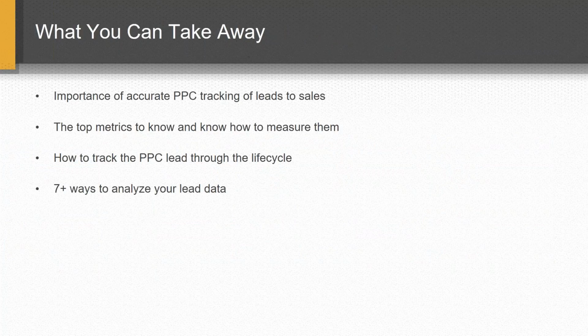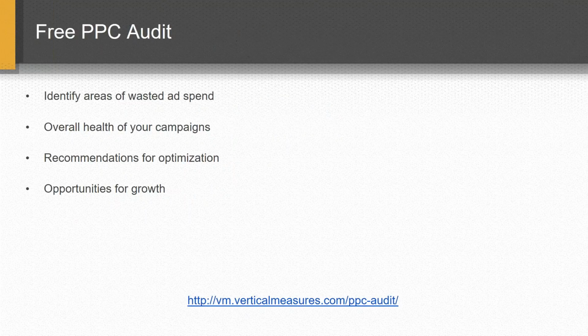So what you can take away from this is the importance of accurate PPC tracking of leads to sales. Then the top metrics to know and how to measure them. Then how to track the PPC lead through the life cycle, from search query with URL parameters to the hidden form fields and then into your CRM or your spreadsheet. And then over 7 ways to analyze your lead data to be able to optimize and improve your revenue and your ROI. And that's it for what I have today.